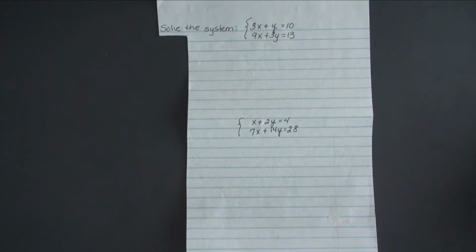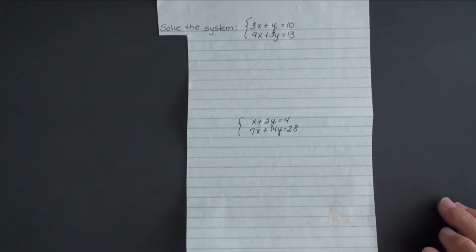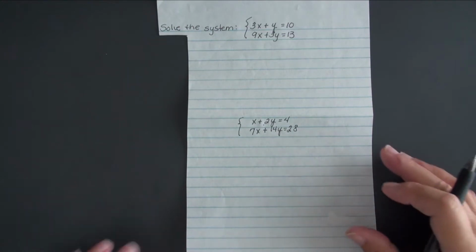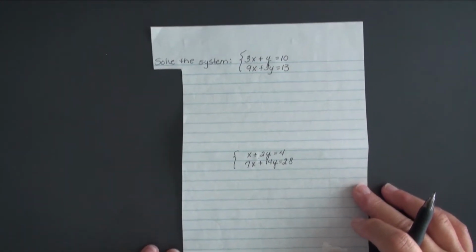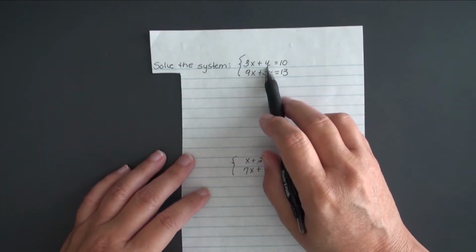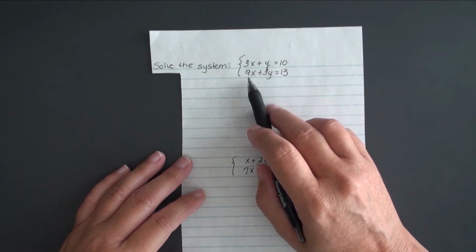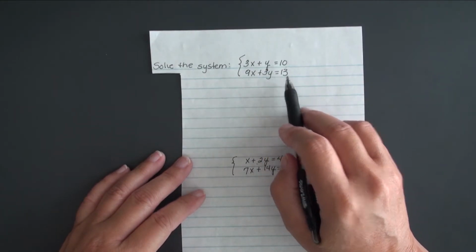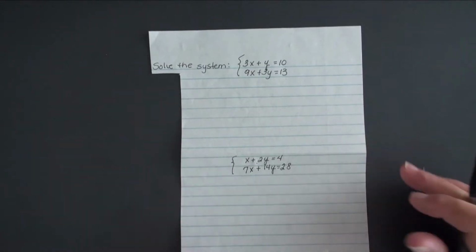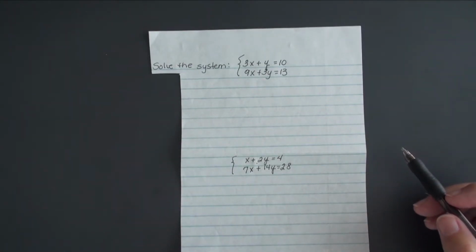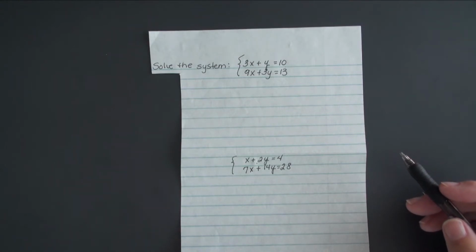Let's continue our discussion on solving systems of linear equations by looking at this system here. 3x plus y equals 10 and 9x plus 3y equals 13. Now, you can do this by either solving by substitution or solving by elimination. I'm going to solve this using the elimination method.